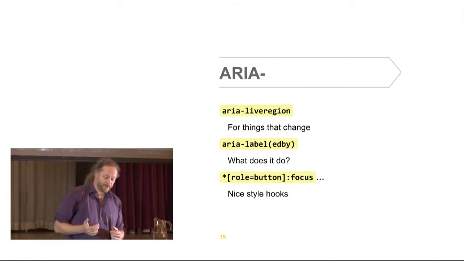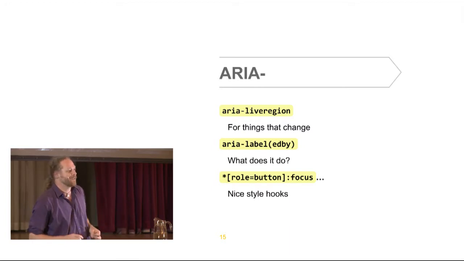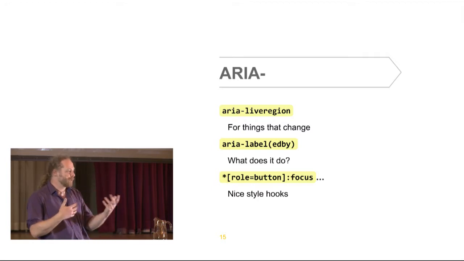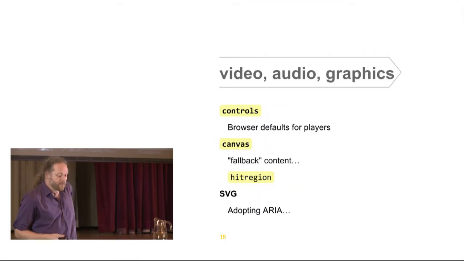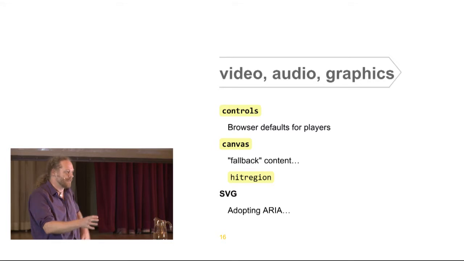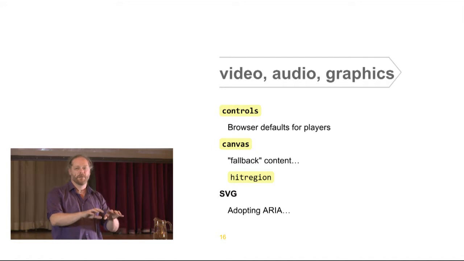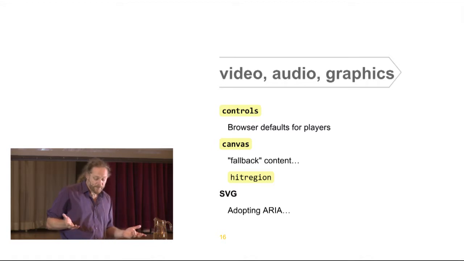We got ARIA, live regions and labels, and cool styling hooks. One of the nice tricks that ARIA gives you is, as Leonie showed, you can build pretty nice things just with CSS based on ARIA roles and ARIA states. We got videos and audios and graphics, and it came out well. HTML5 video has controls. You can get default play and pause buttons, and you know where they are for any HTML5 video. That's actually quite helpful.